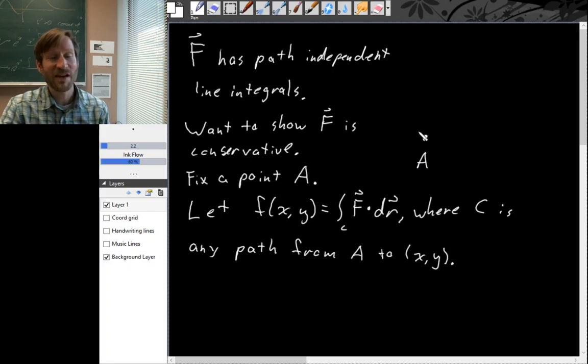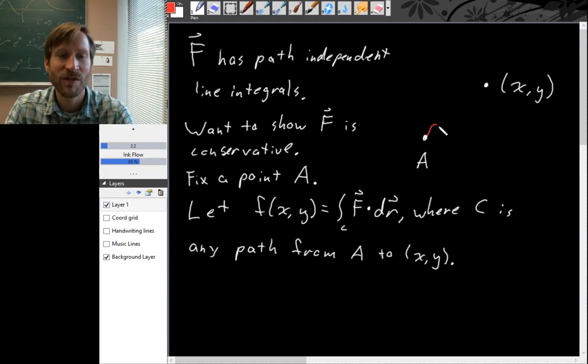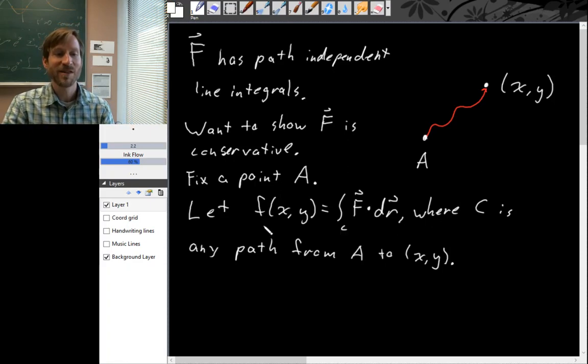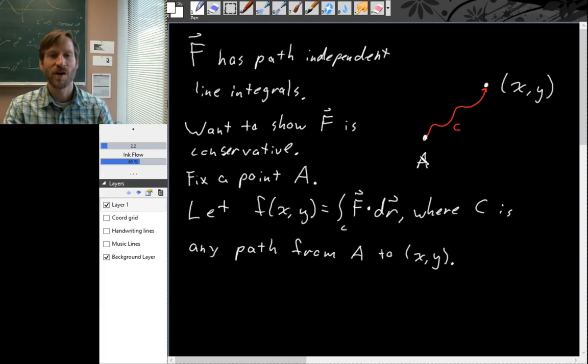And to show that F is conservative, we have to somehow come up with a potential function for F. And here's how we're going to do that. For any point x comma y, we have to define what little f of x y is. And what we're going to do is just pick any path from A to that point, and we will declare that little f of x y is the line integral over that path from little a to x comma y.